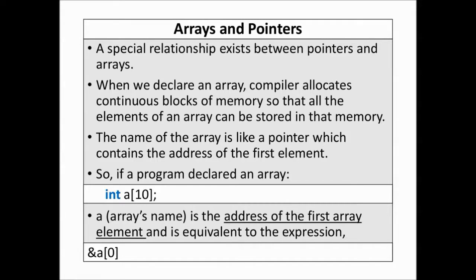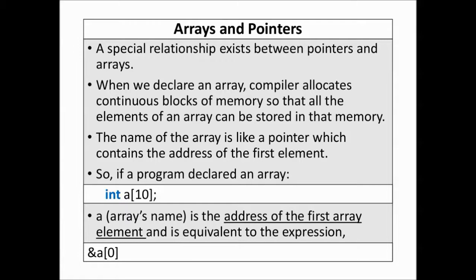The name of the array represents the address of its first element. The address of the first element can be assigned to a pointer by assigning the name of the array to the pointer. The pointer then can access the remaining elements as they are stored consecutively in the memory.